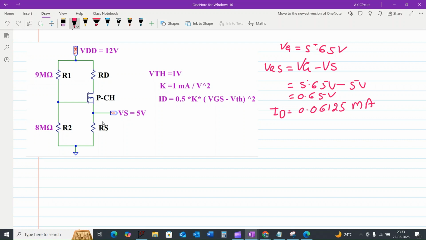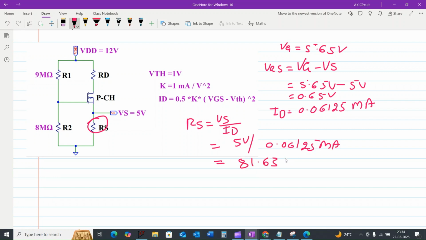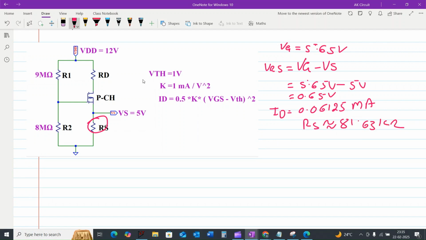With ID in hand, we can now calculate the value of RS by using Ohm's law at the source, so that RS is equal to VS divided by ID, 5 volt divided by 0.06125 milliamps, which is equal to 81.63 kilo ohm. So the value of RS is approximately 81.63 kilo ohm.